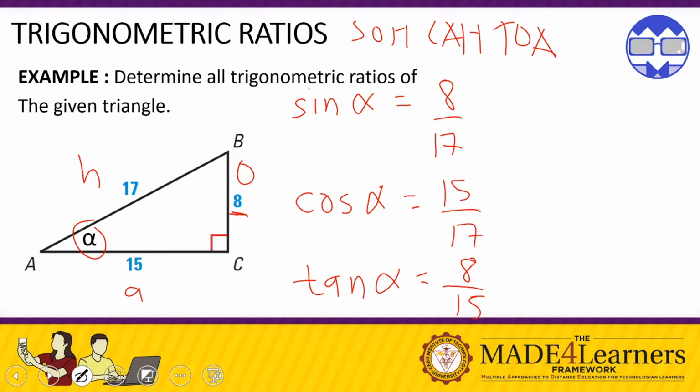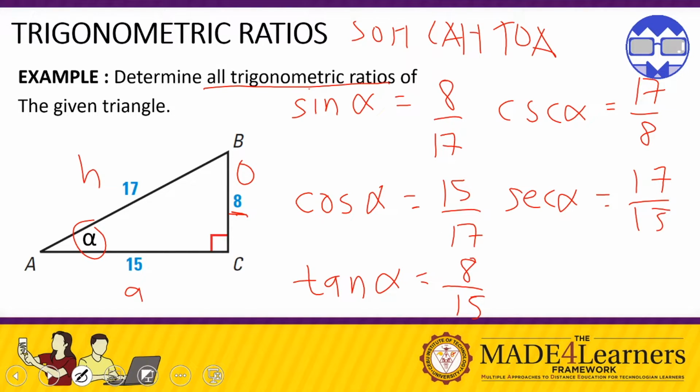Then we have the reciprocal functions, since we are being asked to get all trigonometric ratios. Cosecant alpha is 17 over 8. Secant alpha is 17 over 15. And cotangent alpha is 15 over 8. So that's the answer.